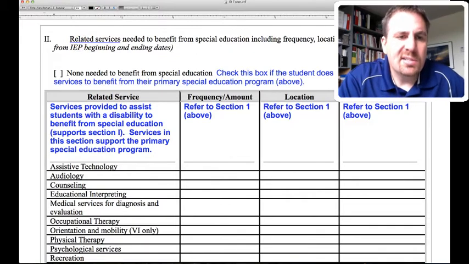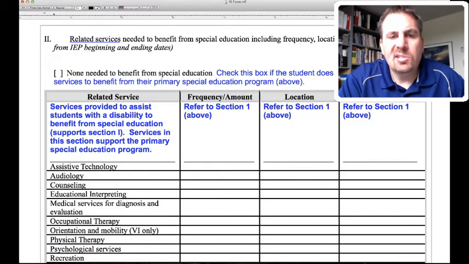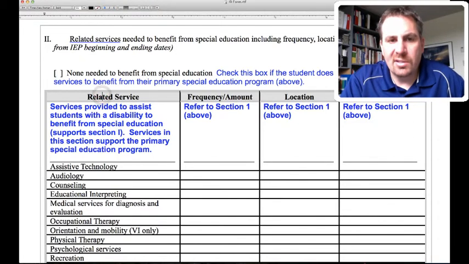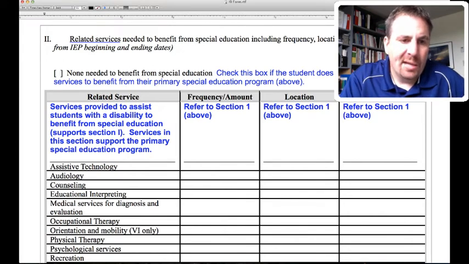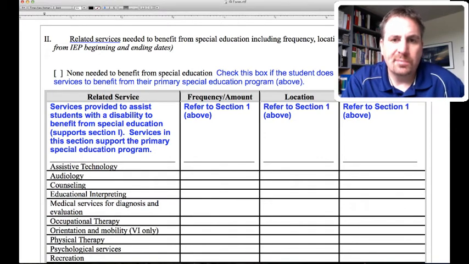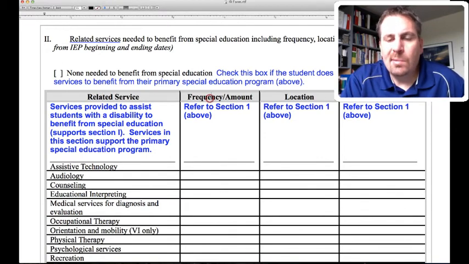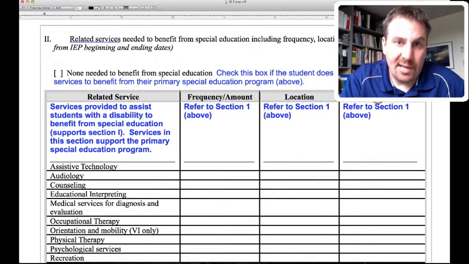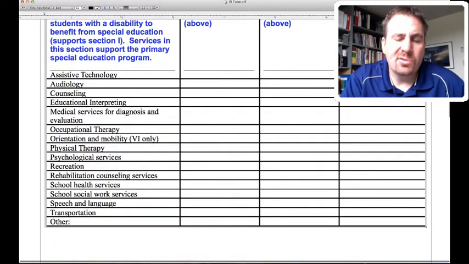Now, related services are services that we provide that support the primary special education program, or the program that's under Section 1. In terms of frequency and amount, under related service, you actually can put the frequency and amount next to the service that you choose here. Under frequency and amount, the same guidelines apply as in Section 1. Location, same guidelines apply as in Section 1. And duration, same guidelines are going to apply as Section 1. So please use those same guidelines.